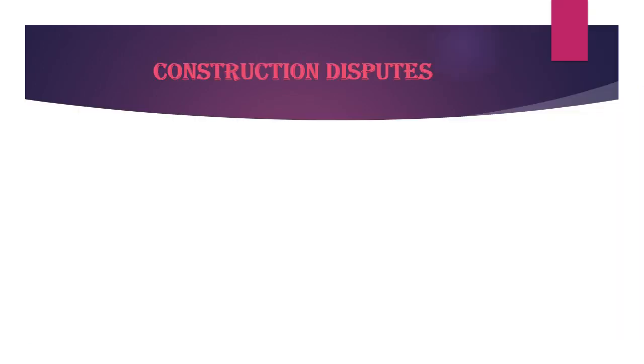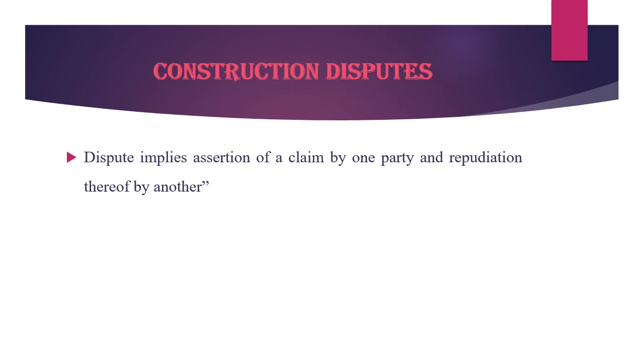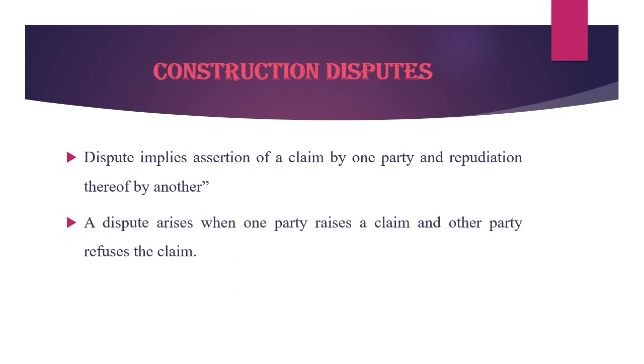What is a construction dispute? Dispute implies assertion of a claim by one party and repudiation thereof by another. Repudiation means rejecting the proposal of another party. Usually, this dispute occurs because of the assertion of a claim by one party and the rejection by another party. A dispute arises when one party raises a claim and the other party refuses the claim.